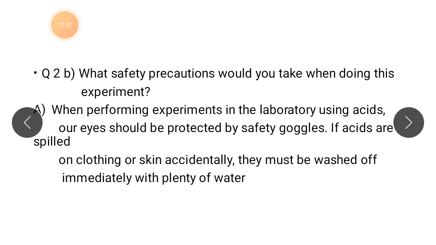Question number 2 is, what safety precautions would you take when doing this experiment? Whenever we are working in a chemistry laboratory, you have so many chemicals, so whenever you are performing an experiment you have to cover your eyes with goggles. And if acids are spilled on clothing or skin accidentally, they must be washed off immediately with plenty of water. You can also add in this answer that we should wear a lab coat and gloves. Okay, we will continue this topic in our next video, and the rest of the questions we will also solve.